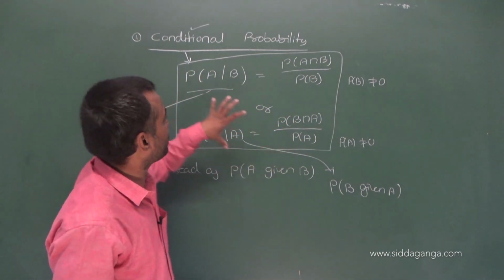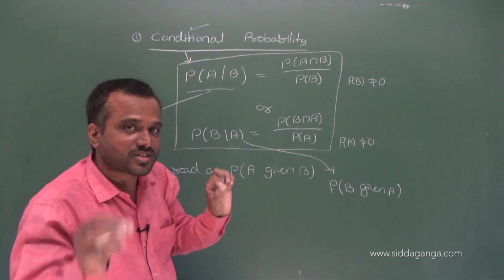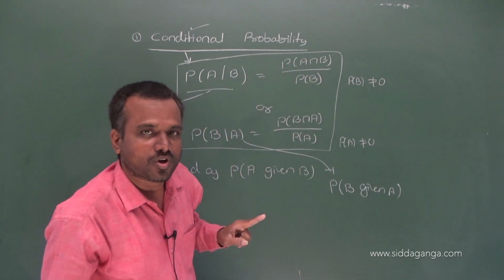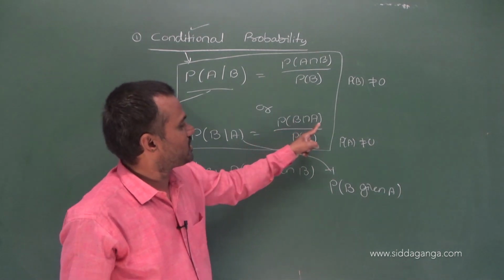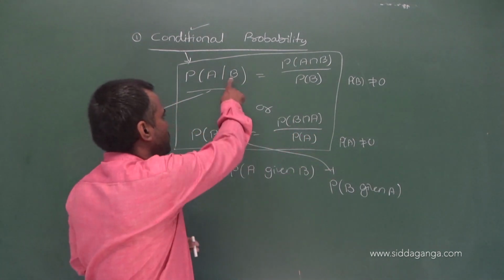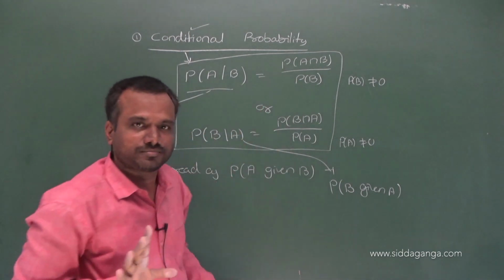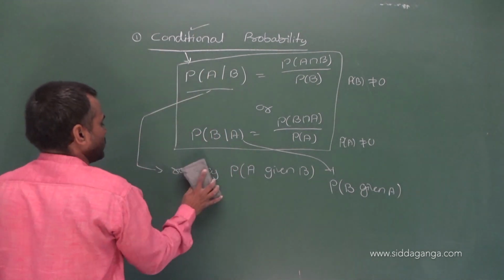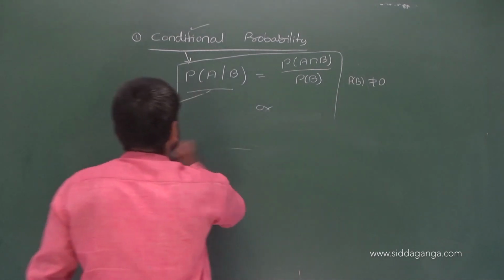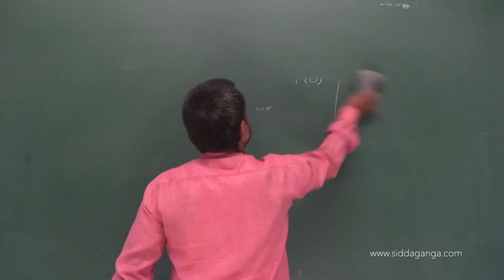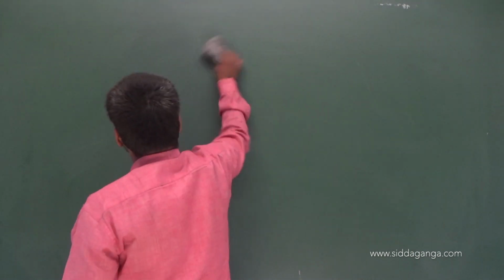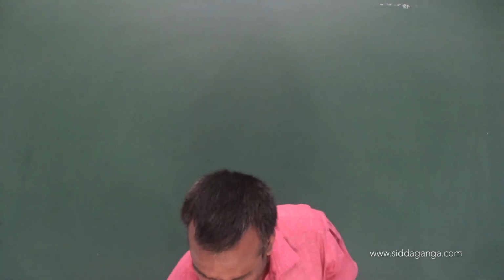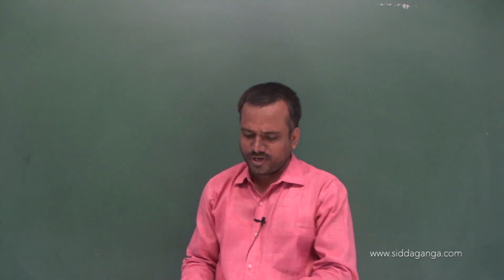I think you are understanding the definition of conditional probability in a simple manner. P of A given B is P of A intersection B divided by P of B. P of B given A is P of B intersection A divided by P of A. The last letter is B, and the last letter is A. Better we solve some problems regarding conditional probability, then only you perfect the concept. The formula and definition you already know.